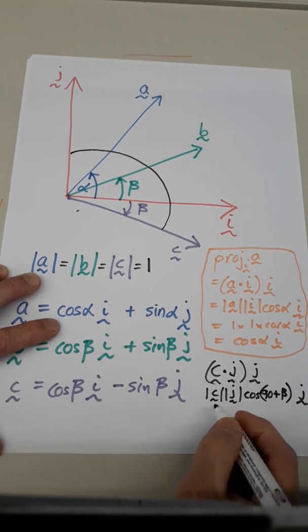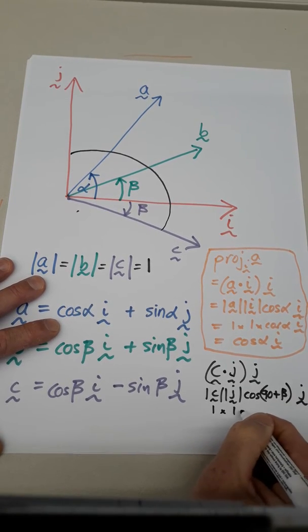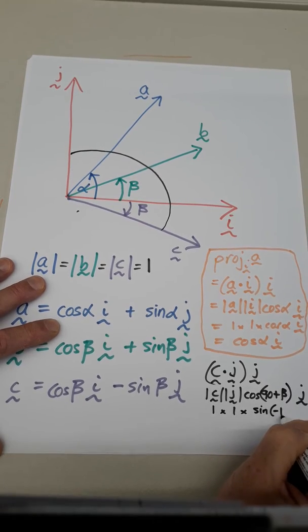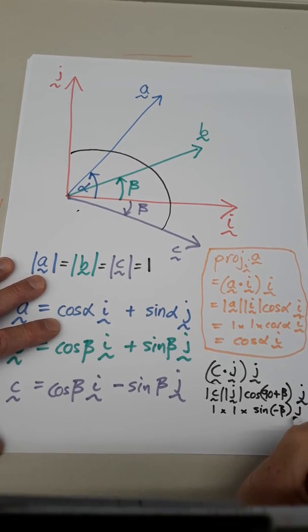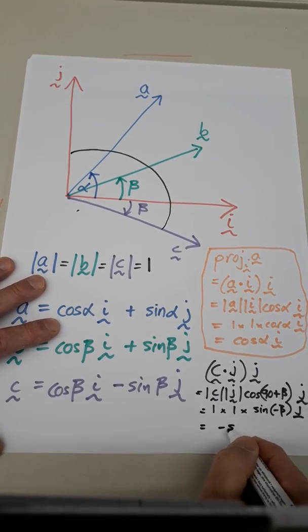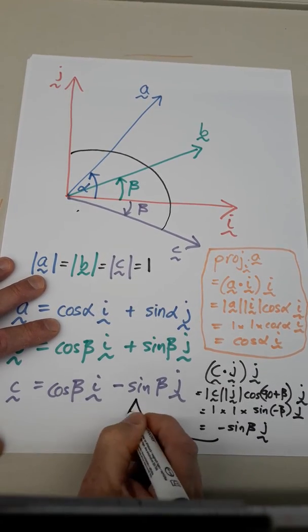And cos of 90 plus beta, well, that's 1. And cos of 90 plus beta is the same as sine of minus beta. From your trigonometry, we know that. So in the end, this will be minus sine of beta j, which is what we've got here.